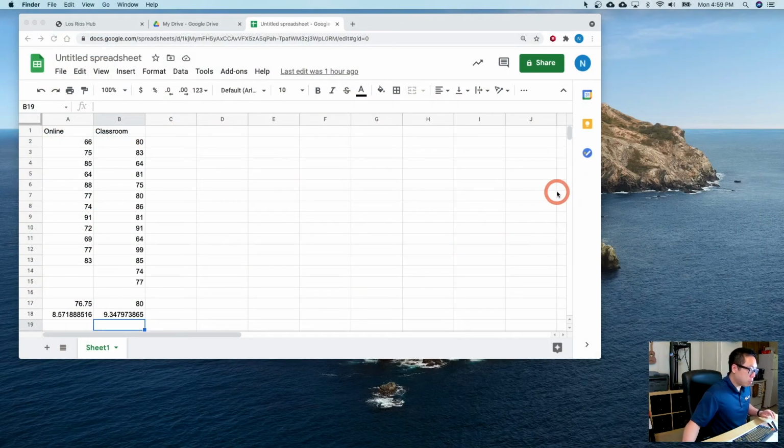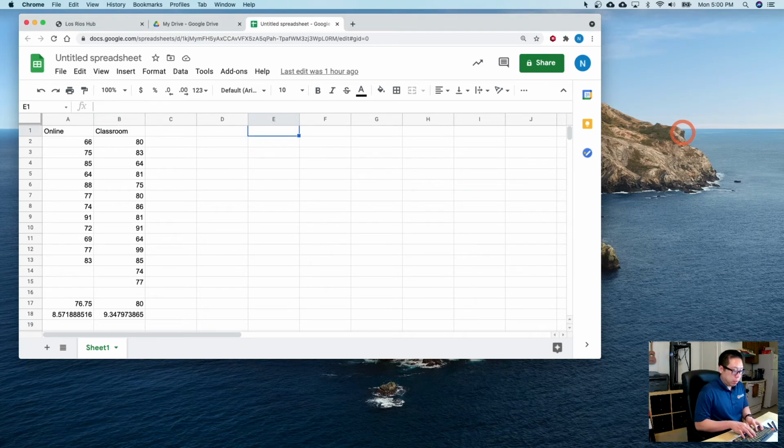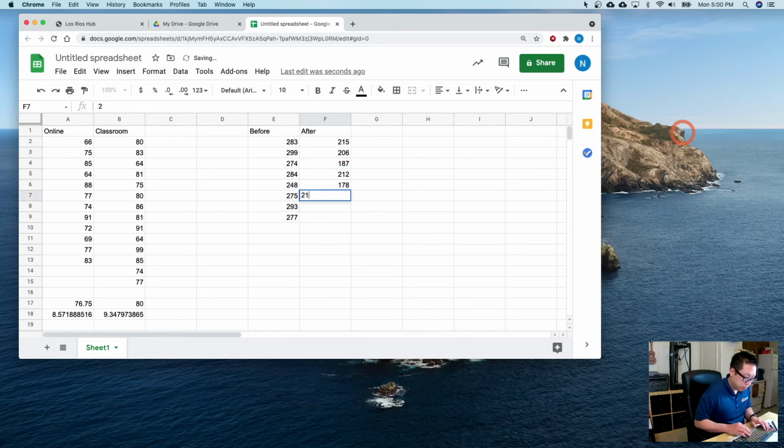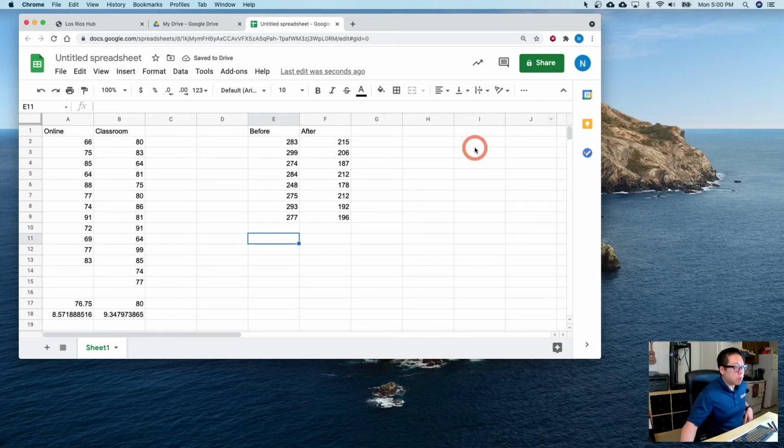All right, we're back in Google Sheets. Let me enter my before and after data as columns. So let me just enter it over here. Before, after, before, 283, 299. All right, I have my data entered. Now, this is a match situation. So for a match situation, you're going to create a third column called differences, where you're going to subtract.